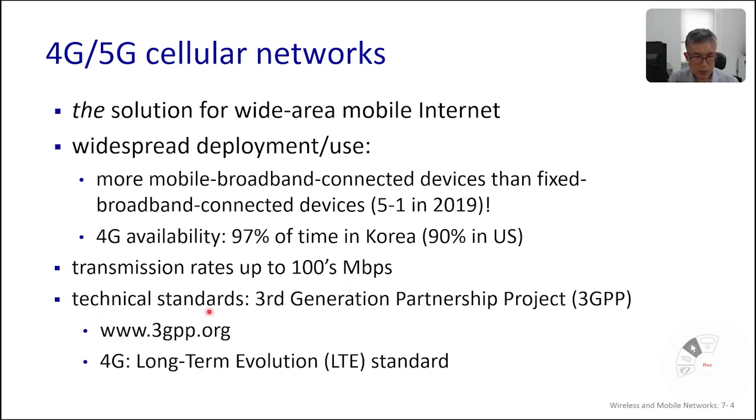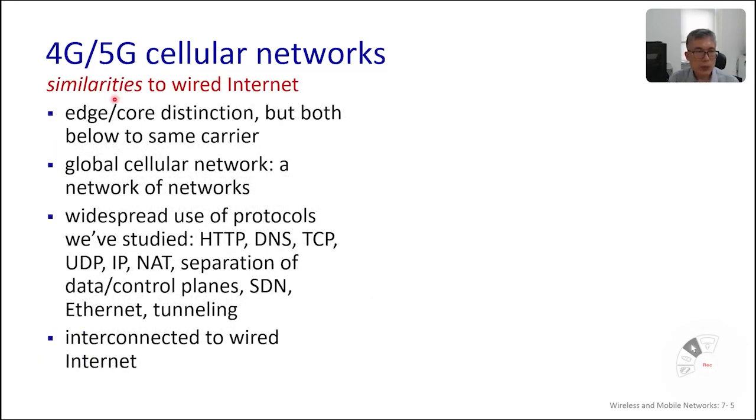The technical standards are generated by the Third Generation Partnership Project, entitled 3GPP. This is the website, www.3gpp.org. The 4G official name is the Long-Term Evolution, LTE, standard. 4G and 5G cellular networks are similar to the wired internet, with the edge and core distinction, but both belong to the same carrier.